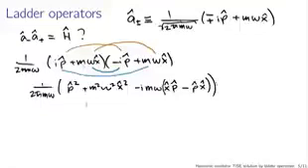So this is what we get when we expand this out. This part here looks a lot like the Hamiltonian. So we're on the right track. It's actually like 1 over h bar omega times the Hamiltonian.